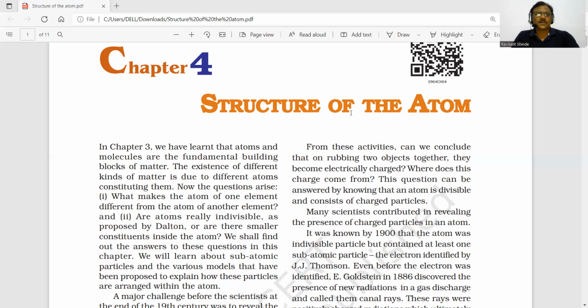Hope I'm audible and visible to you. Good, great. Now see students, structure of atom is a very important lesson. Why is it important? Because the entire universe is made out of atoms. That's why we must know something about the atom.